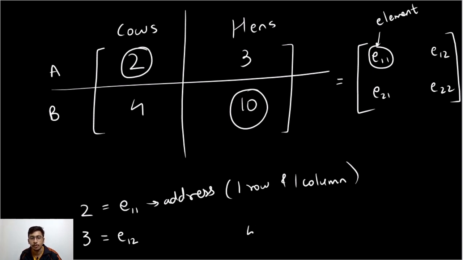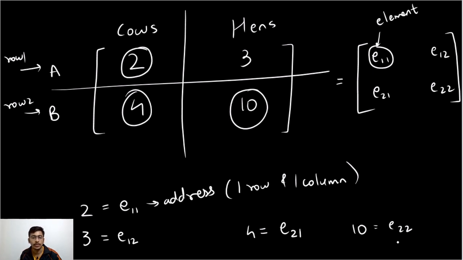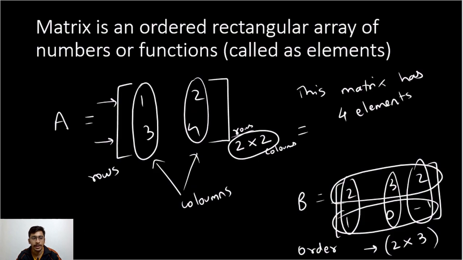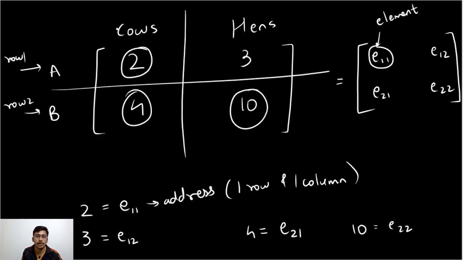So similarly, if I say 4 is the element in the second row and first column. Correct? This is the first row. This is the second row. So E21 is basically the element in the second row, first column, which is nothing but 4 here, and 10 is nothing but E22. Okay, so its address is 2, 2. So this is the basics of matrices, and maybe we'll use this example of cows and hens on two farms A and B more often to understand how matrix operations usually work.